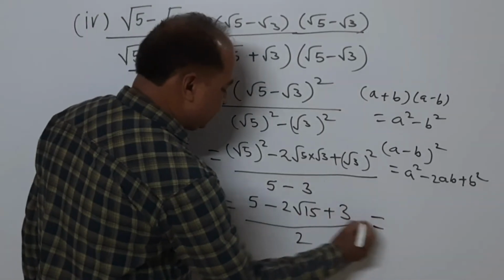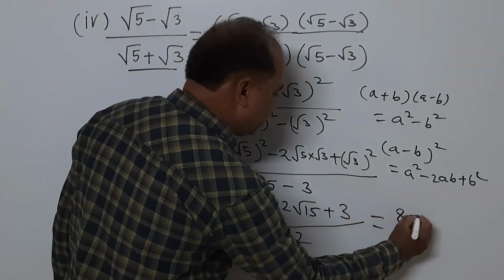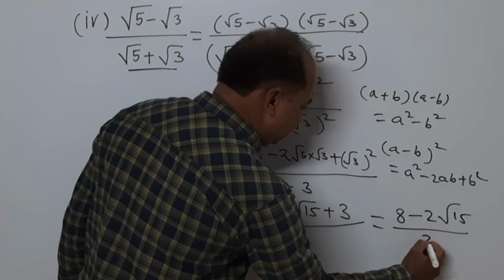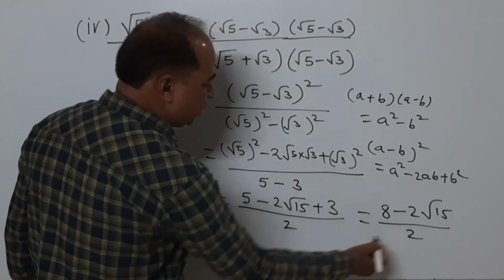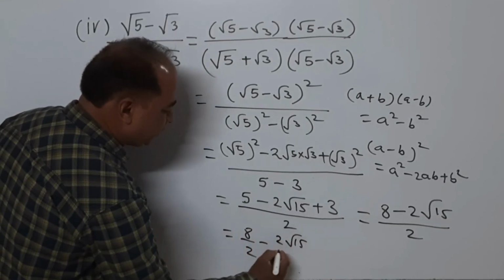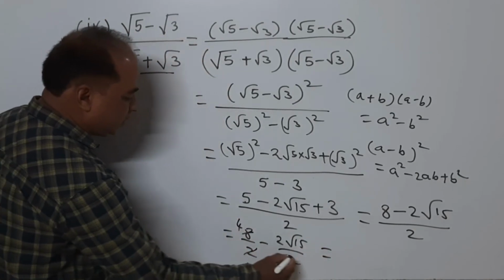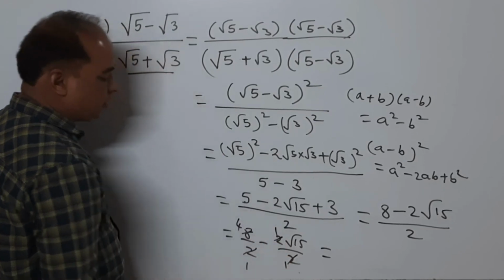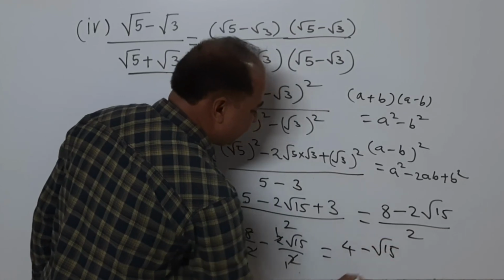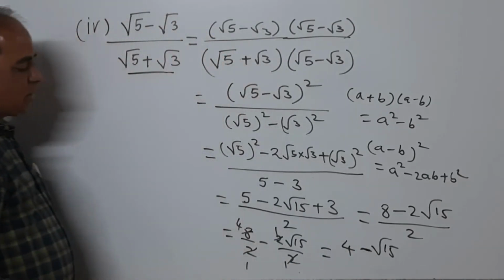Therefore, which is equal to here 5 plus 3 is equal to 8 minus 2 root 15 divided by 2. Separating the denominator, we get here 8 upon 2 minus 2 root 15 upon 2, which is equal to, here 2 4s are 8 and the 2 from numerator and denominator will get cancelled. So the answer will be 4 minus root 15 upon 1, that is a rational number. So we have rationalized the denominator.